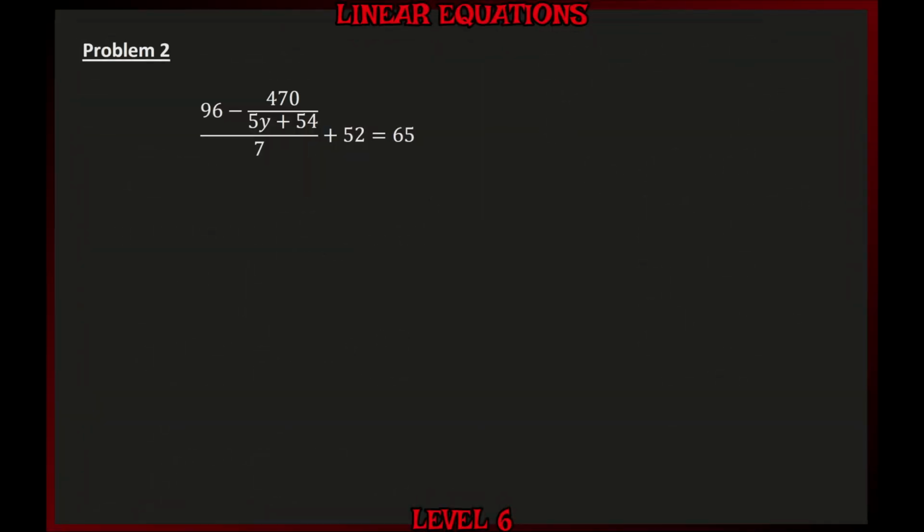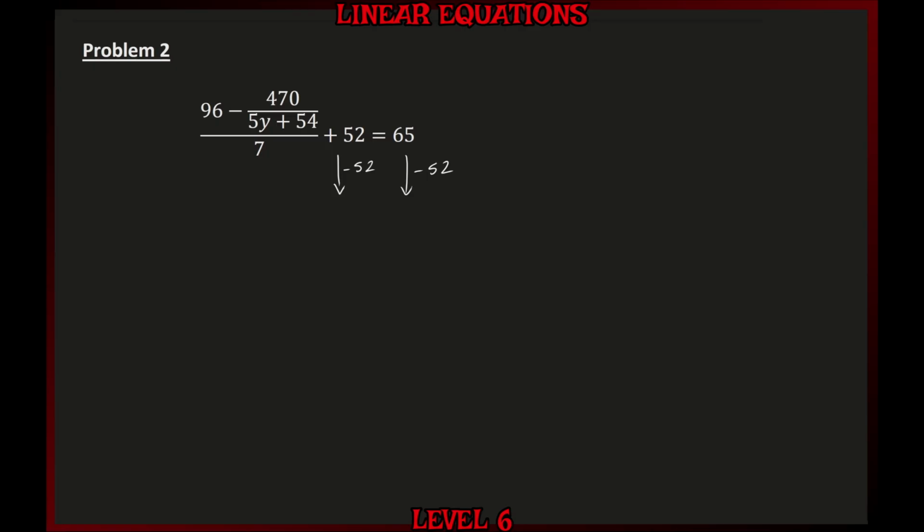In problem 2, we're solving the equation 96 minus (470 over 5y plus 54), all divided by 7, plus 52 is equal to 65. So starting on the left, we can get the fraction on its own by removing the plus 52. And we can do this by subtracting 52 from both sides of the equation.